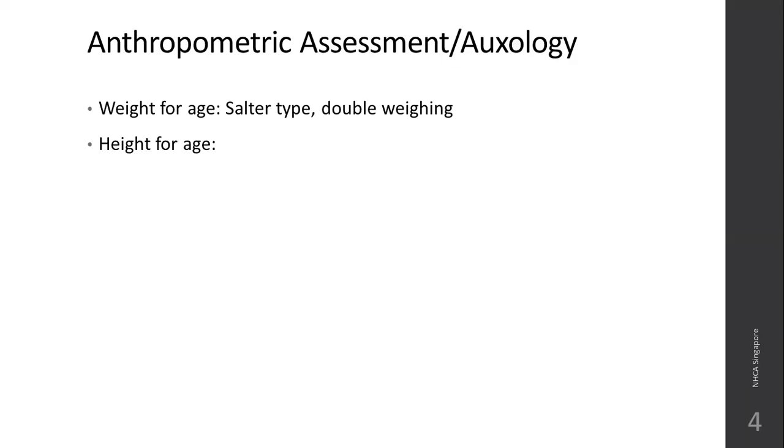Next we have height for age. If it is an infant or a toddler who has not yet started walking on their own, their length is measured. In a lying down position, the child's length will be measured. Once the child stands up or starts to walk, height will be measured.